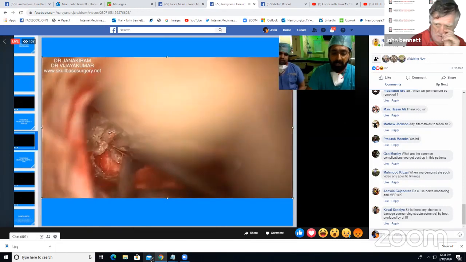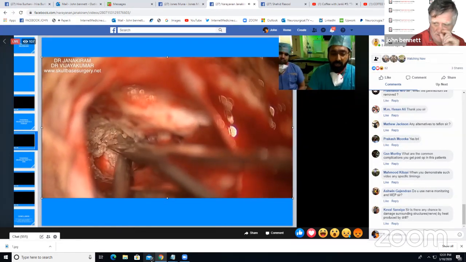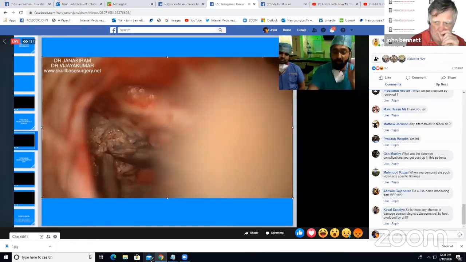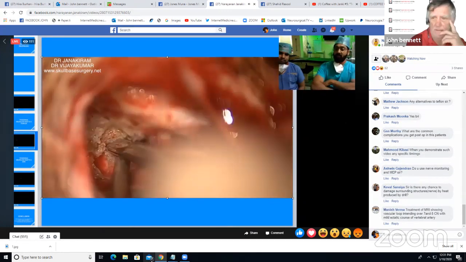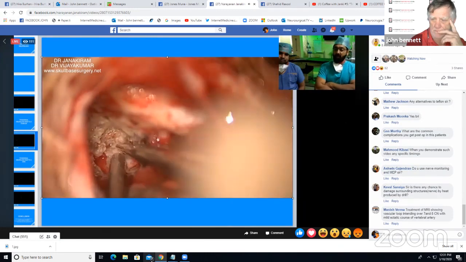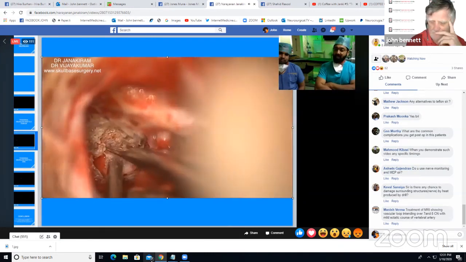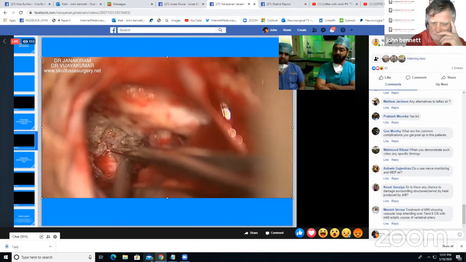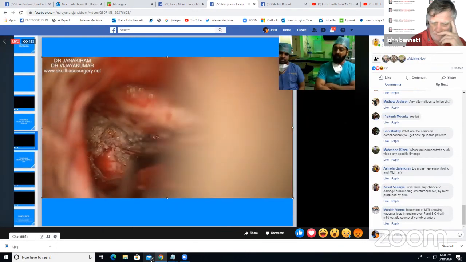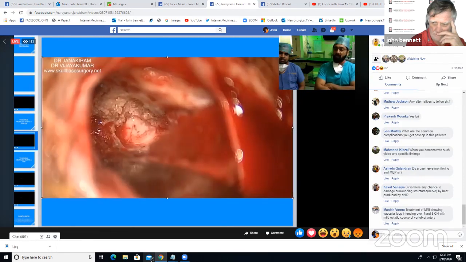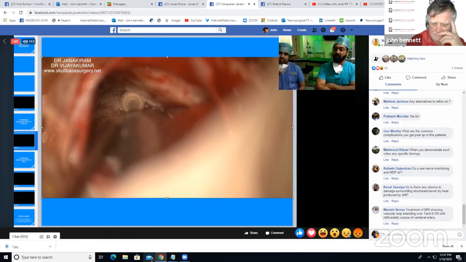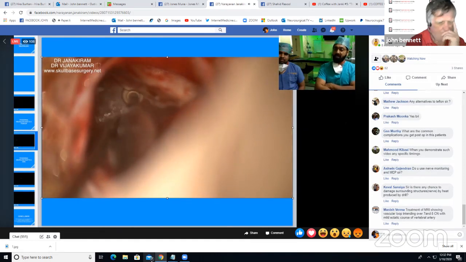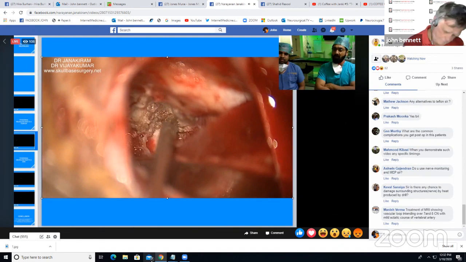Keval Sansia, sir, is there any chance to damage surrounding structures, nerve by heat produced? Wow, that's a beautiful question. So when you're using the drill, we always irrigate nicely, we use the diamond drill, and we are away from the nerve. That's very important. And the shaft of the burr should be very short, because we don't see the shaft of the burr. It's very short because it should not touch against any nerve. So that is all very, very important.